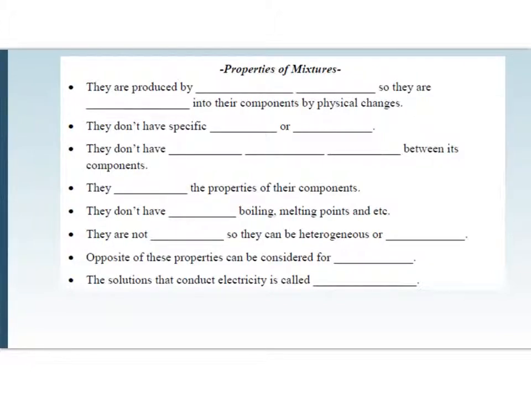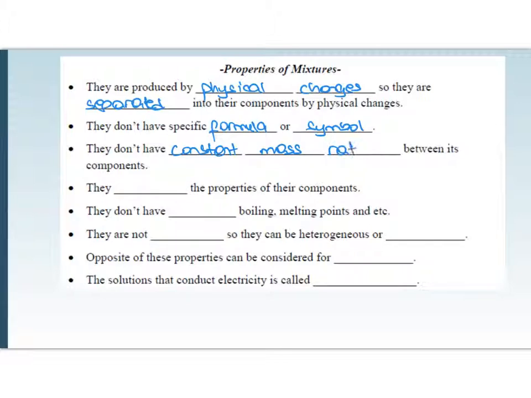So what about the properties of mixtures? They are produced by physical changes, so they are separated into their components by physical changes also. They don't have a specific formula or symbol. When I say oxygen, you tell me this is O2, or when I say water, you tell me this is hydrogen 2, oxygen 1, but salty water doesn't have a name like this. They don't have a constant mass ratio between their components. It depends on you.